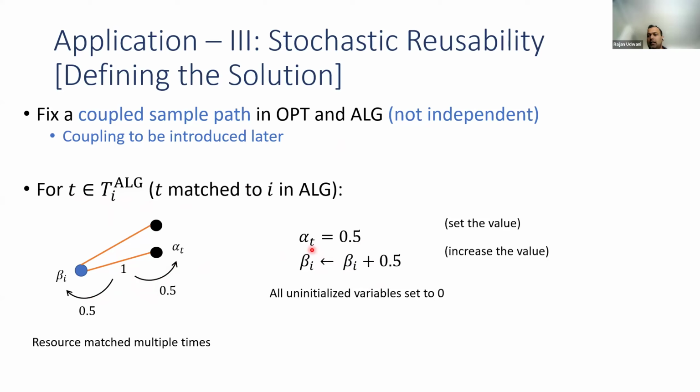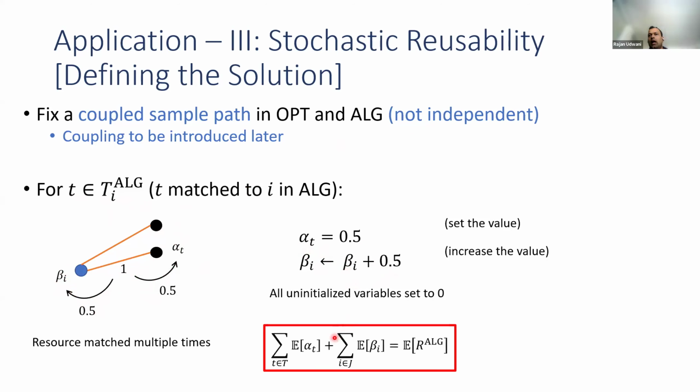So I'm again using alpha T's because each arrival is matched to one resource, instead of alpha IT. The resource here may get matched to multiple other arrivals in the future. So there's no randomness like stochastic rewards, but I may still match it to another arrival once the resource comes back. So that's why I keep increasing the beta.